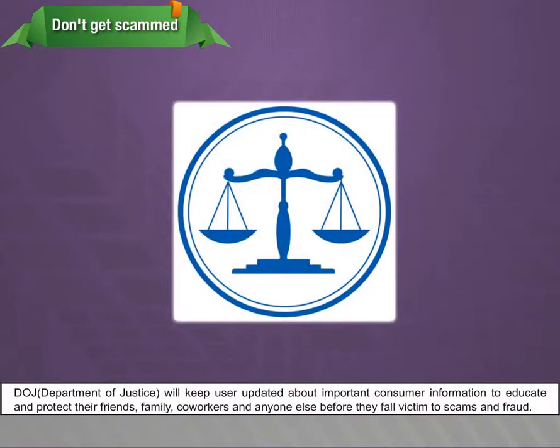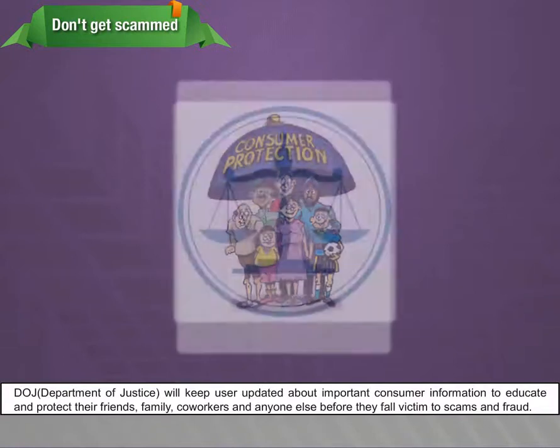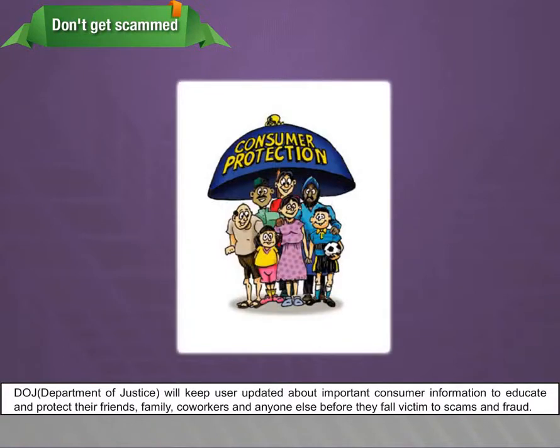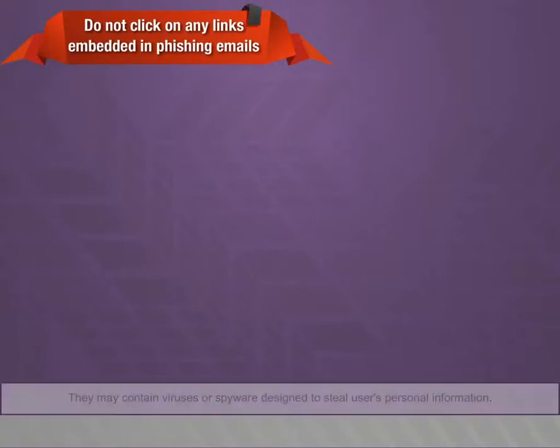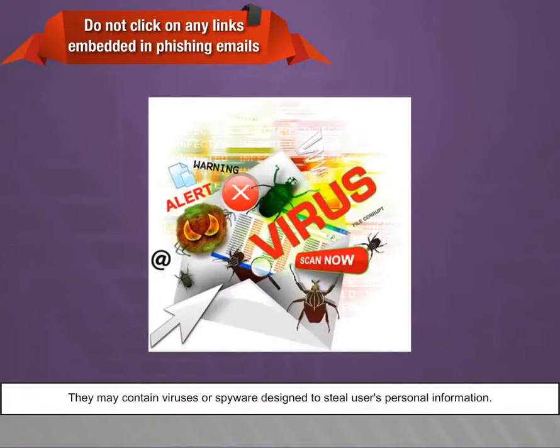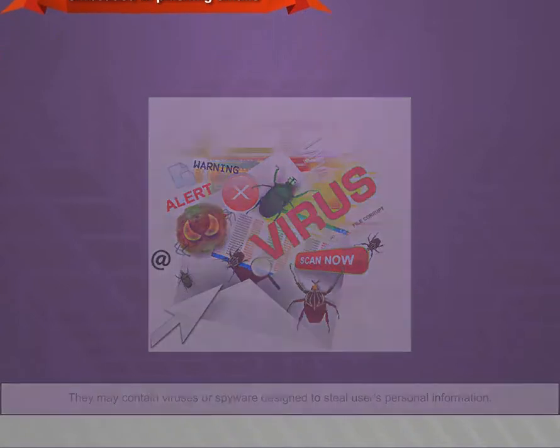The DOJ, Department of Justice, will keep users updated about important consumer information to educate and protect their friends, family, co-workers, and anyone else before they fall victim to scams and fraud. Do not click on any links embedded in phishing emails. They may contain viruses or spyware designed to steal users' personal information.